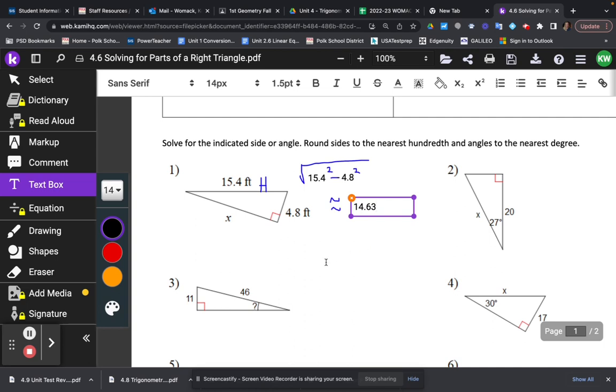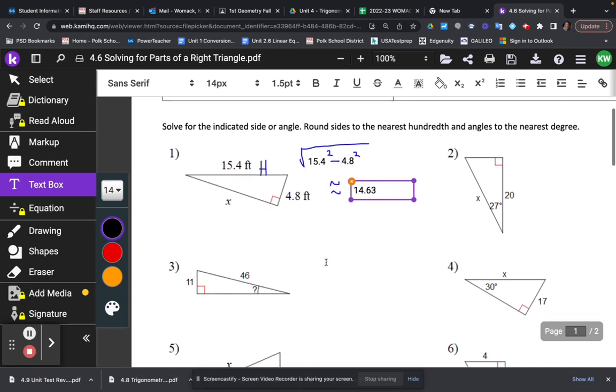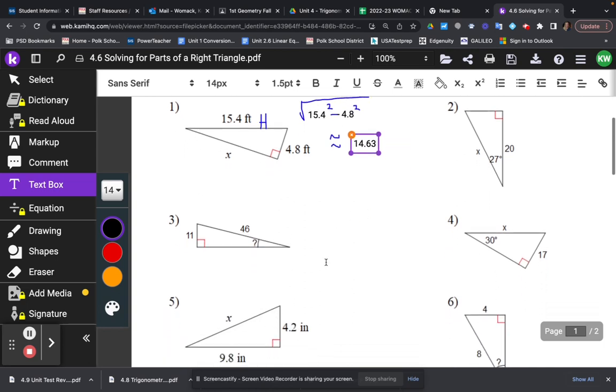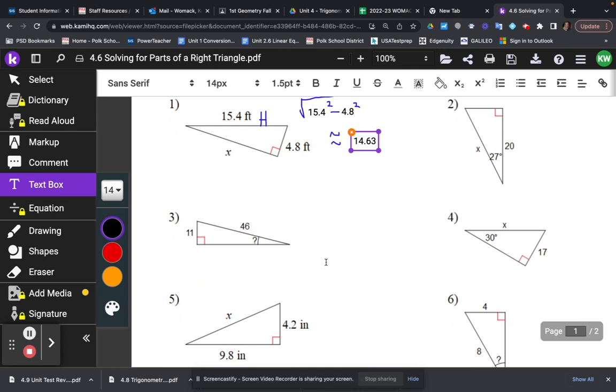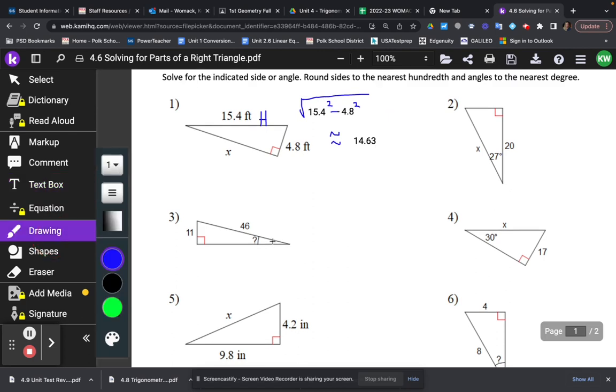Now, I'll move to number 3 on this one, and I'm being asked to find an angle. I have 2 sides, and so what am I going to do? Use trig ratios to find that angle. So I'm going to label my A, H, and O, but many of you have figured out that you can always use Pac-Man to help you find the opposite side. This is going to be our opposite side.